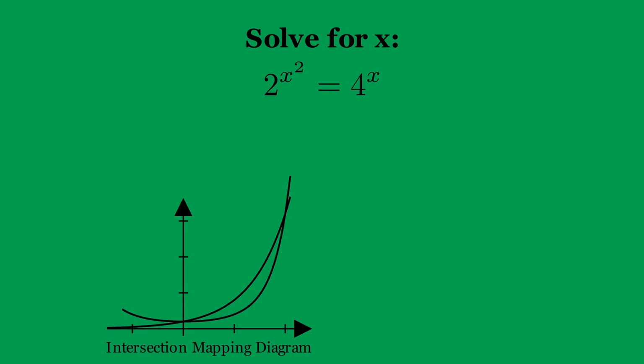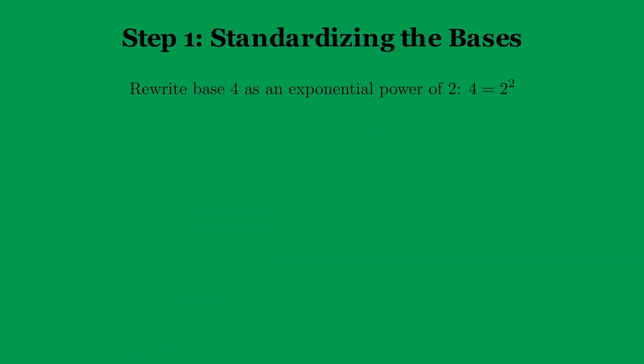Be careful. A common mistake is to immediately equate the exponents and write x squared equals x, which leads to the incomplete solution x equals 1. That approach is incorrect. Let's solve the equation properly. Step 1. Standardize the bases. Our first step is to express both sides using the same base.